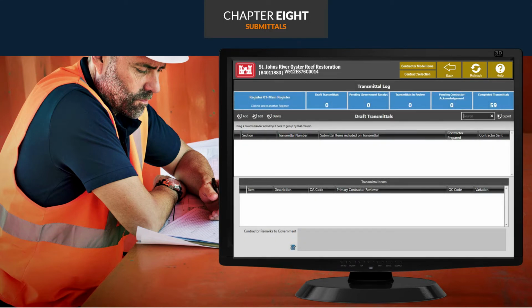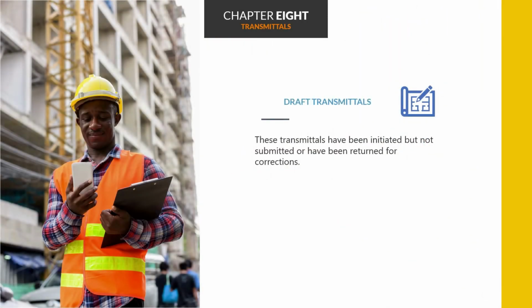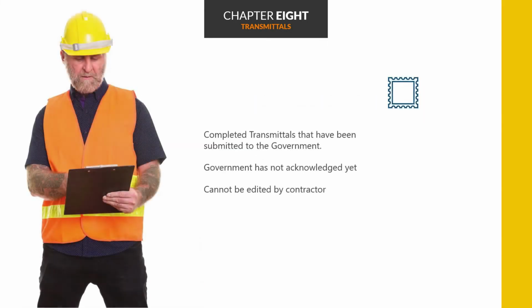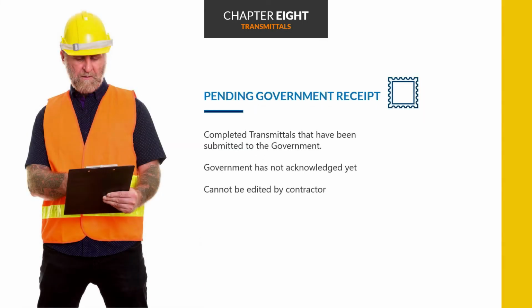In the Transmittal Log Summary screen, we see 5 subsets: Draft Transmittals, Pending Government Receipt, Transmittals in Review, Pending Contractor Acknowledgement, and Completed Transmittals. Draft transmittals have been initiated but not submitted or have been returned for corrections. Pending Government Receipt contains transmittals that have been completed and submitted to the government. However, the government has not acknowledged them yet. Transmittals pending government receipt cannot be edited by the contractor at this point.